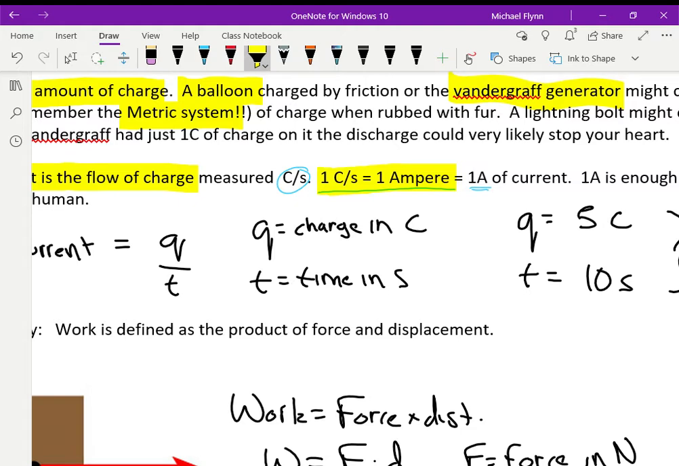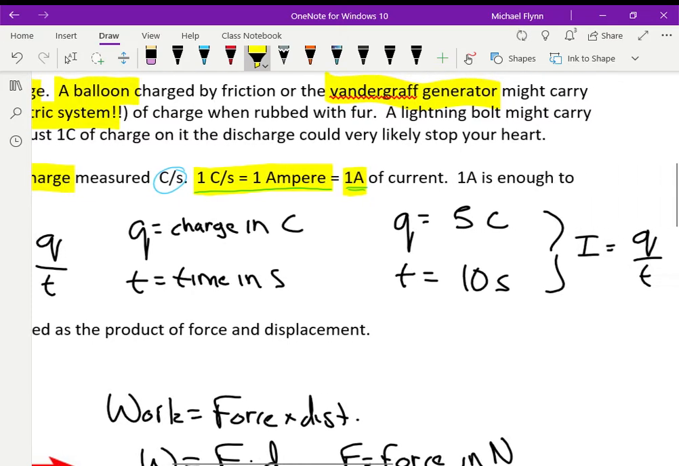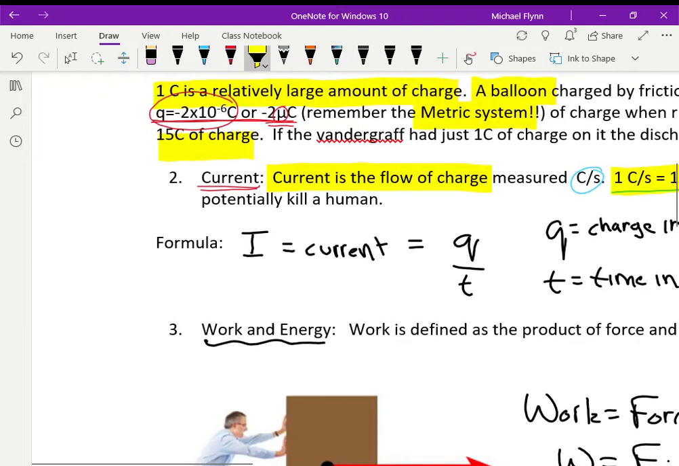From now on I'm just going to say A for amps, capital A. And by the way, if you're wondering how much an amp is, 1 amp is enough to potentially kill a human. Okay? You know, there's a variety of factors, but 1 amp.